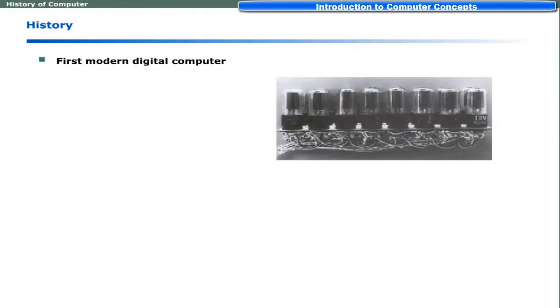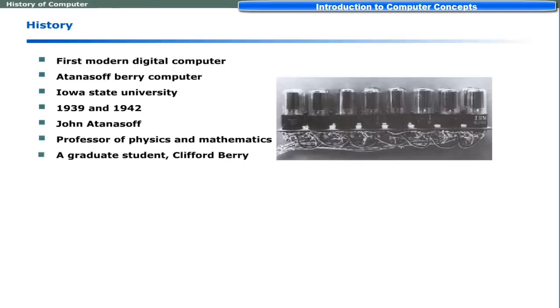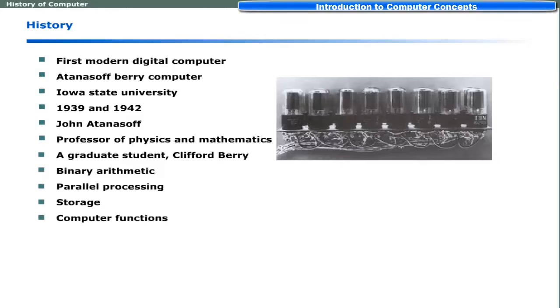The first modern digital computer, the Atanasoff-Berry computer, was built on Iowa State University campus between 1939 and 1942. The development team was led by John Atanasoff, professor of physics and mathematics, and a graduate student, Clifford Berry. This machine included many features like binary arithmetic, parallel processing, storage, and computer functions. It weighed about 750 pounds and could store about 3,000 bits of data.